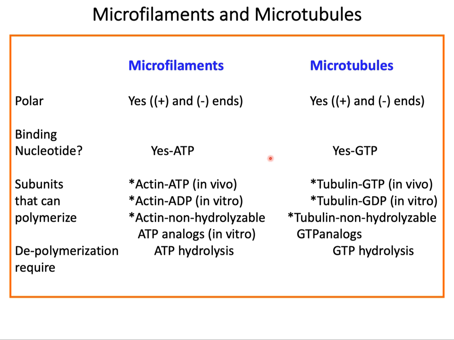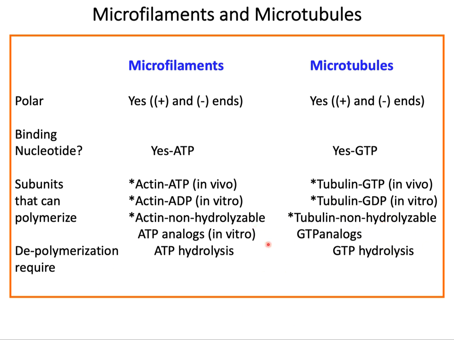They both bind nucleotide: in the case of actin, it is ATP, and in the case of microtubules, it is GTP. What subunits can polymerize? In vivo, it is the actin ATP that polymerizes, or tubulin GTP. In vitro, if you raise the concentration high enough, you can force the actin ADP or tubulin GDP to polymerize. Also in vitro, you can use non-hydrolyzable analogs of ATP, and those can polymerize, and likewise non-hydrolyzable analogs of GTP. We talked about this experiment when we talked about actin.